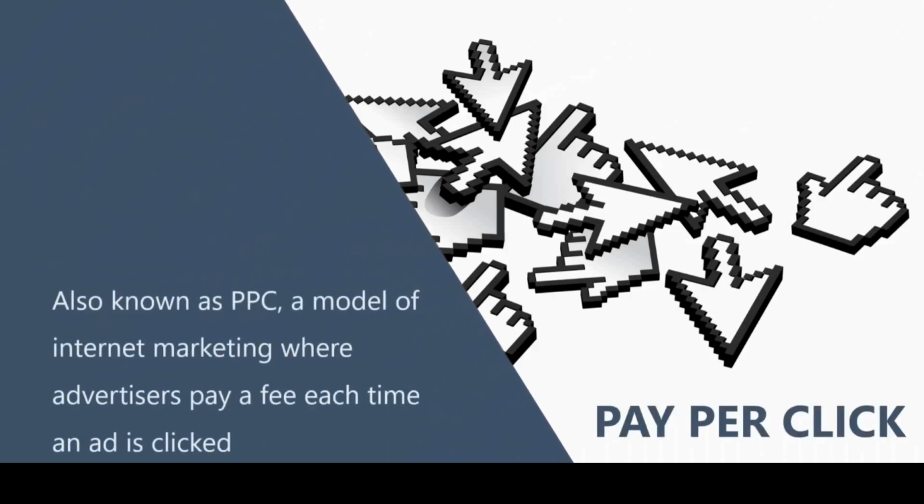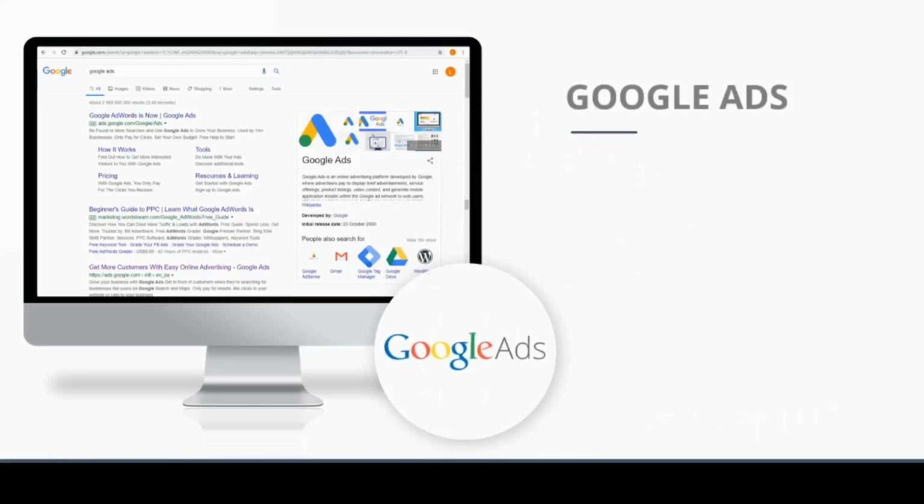Then we have something called pay per click, also known as PPC, and that's a model of internet marketing where advertisers pay a fee each time an ad is clicked. The one I'm sure we all know is Google Ads, and there are multiple campaign types within the platform, but the top ones are generally search, so advertising on the search engine results page, then display, putting banners on different websites essentially, and then shopping, which is for e-commerce or retail, and that is essentially a different kind of ad that appears on the search results page as well.